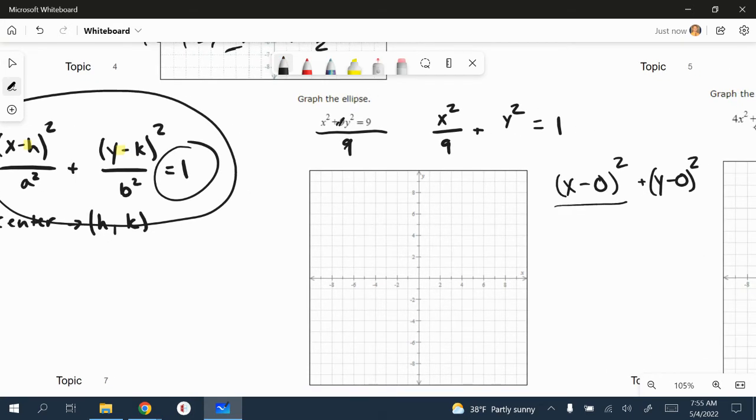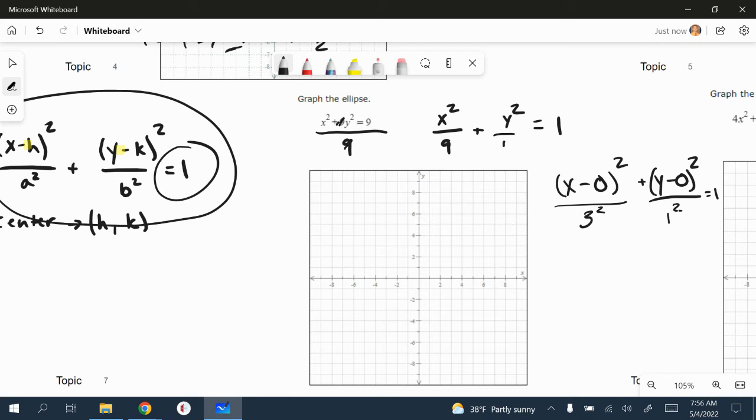And then on the bottom of this one, we had a 9, which I'm actually going to rewrite as 3 squared. And then over here, we don't really have anything under there, so we can put a 1 under, and I'm just going to put that as 1 squared, because 1 squared technically is 1. And then this would all be equal to 1 since we divided those 9s. Okay, so that's what we're going to do.